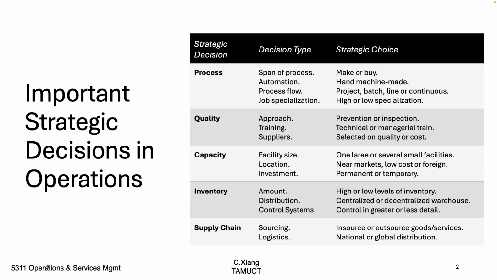As mentioned earlier, the textbook and the whole course are organized around these five categories: process, quality, capacity, inventory, and supply chain. We will study each of them in sequence, explore their trade-offs, and sometimes use frameworks or even formulas to identify optimal decisions. Let me emphasize one key point again. These are decisions, each of them, okay?